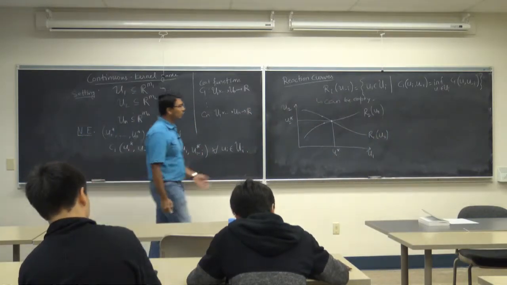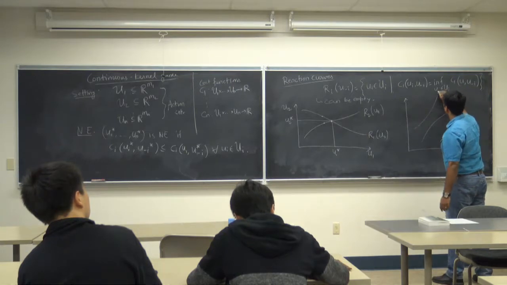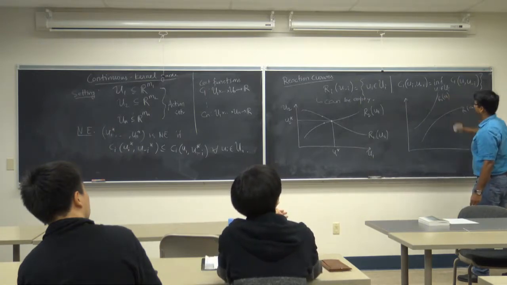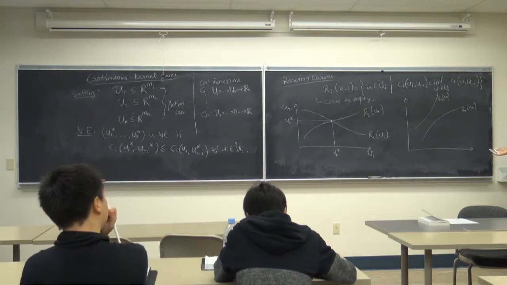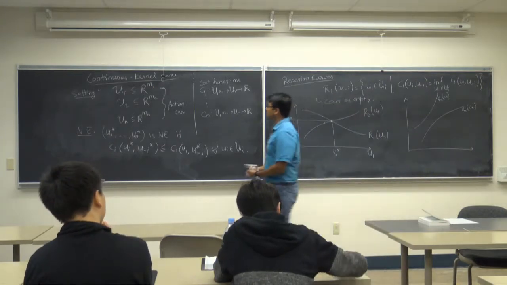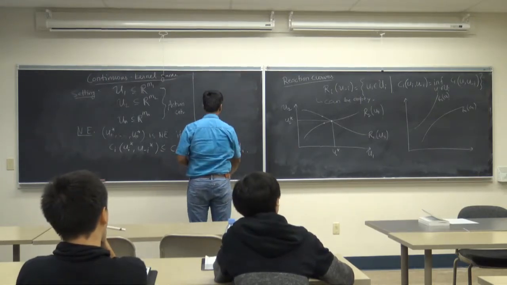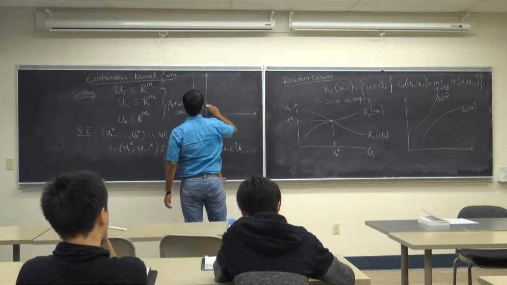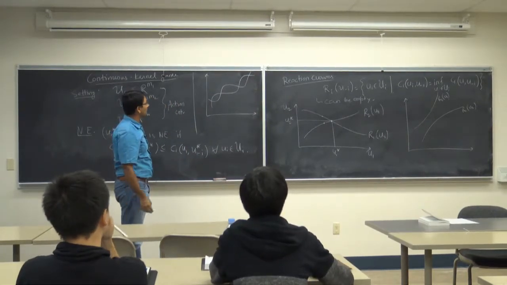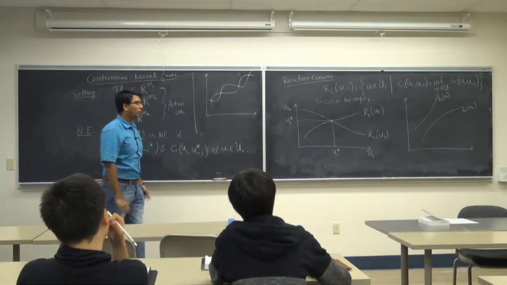So we could also have cases where the reaction curves are like this. So this is my R1 of U2 and this is my R2 of U1, in which case there is no Nash equilibrium, right? Because the reaction curves don't meet. And I could have a case where the reaction curves look like this, like a DNA. Okay, and so we have multiple Nash equilibria. One here, right? All these intersection points are Nash equilibria.